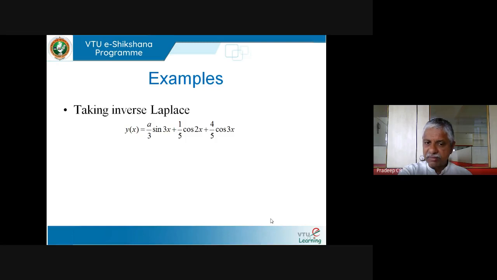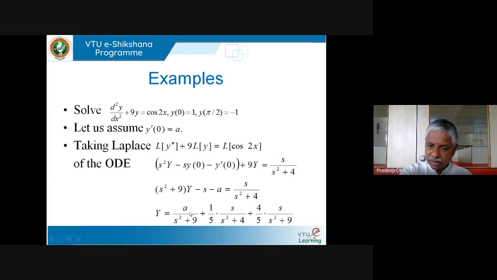So you take Laplace inverse of this, you will get a by 3 sine 3x, 1 by 5 cos 2x, 4 by 5 cos 3x. How did I get this? Remember, Laplace inverse of this is, if you take 1 by a outside, I'll get Laplace inverse of 1 by s square plus 9, which is sine 3t. Instead of t, I'll use x because x is the independent variable. So sine 3x plus 1 by 5, this is what? S by s square plus 4 would be cos of 2t, 2x. And this is s by s square plus 9, cos of 3x. Okay, that's what I have done.